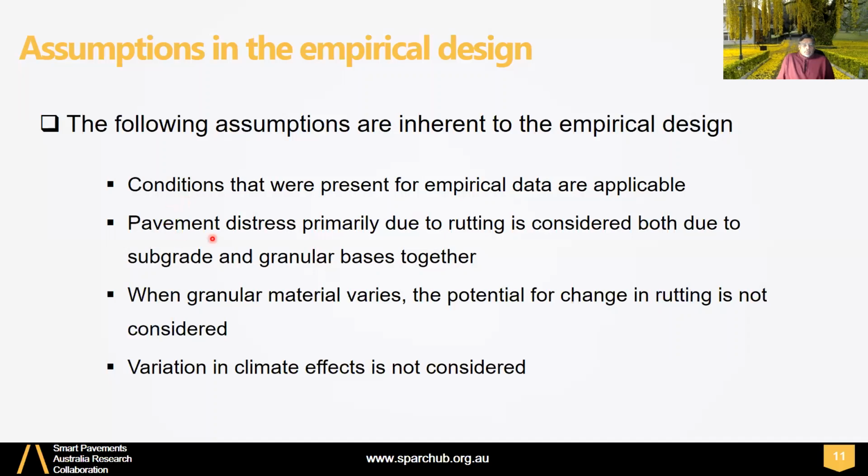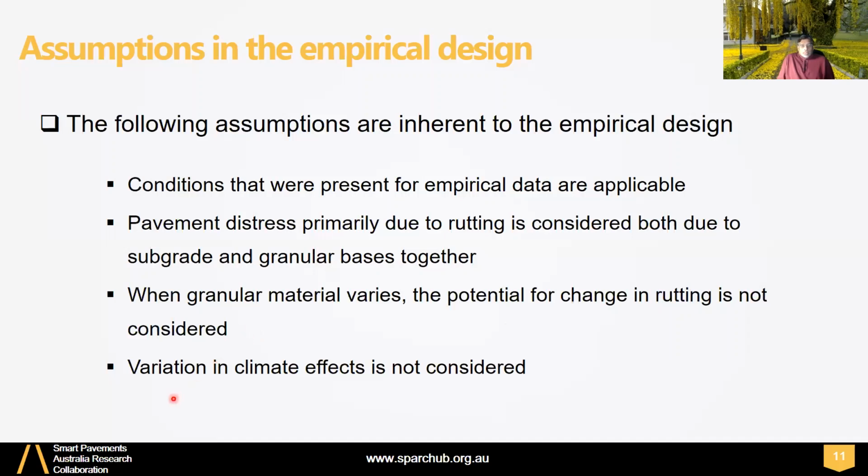So we know pavement distress is primarily due to rutting, considering both subgrade and granular bases together. When we have a thicker granular layer, the stress going to the subgrade may be very low, and therefore subgrade rutting may be limited. However, the crushed rock layer can rut and produce surface deformations. So that must be taken into account. When the granular material thickness varies, the potential for change in rutting is not considered in this empirical chart. So that needs to be kept in mind.